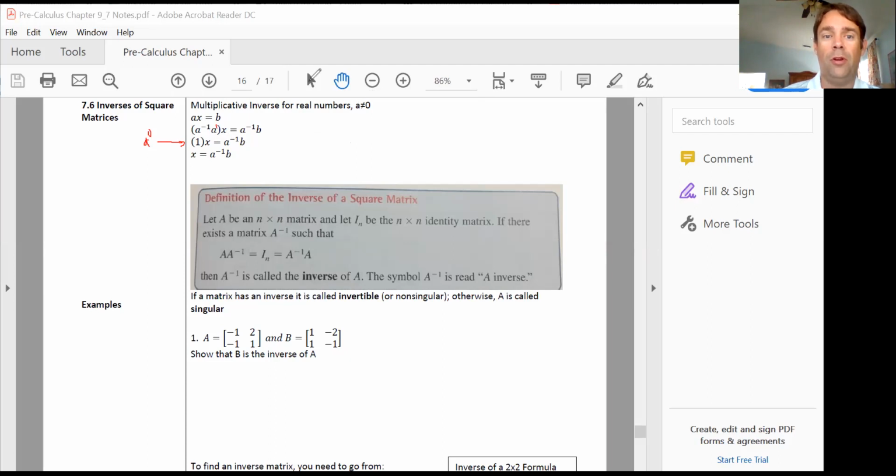But before we do, we need to talk about a few things in general. The first thing is called an identity matrix. Identity matrices are square matrices, and what I mean by square is that there's the same number of rows and columns, but they're all ones and zeros. So here would be a 2 by 2 identity matrix.